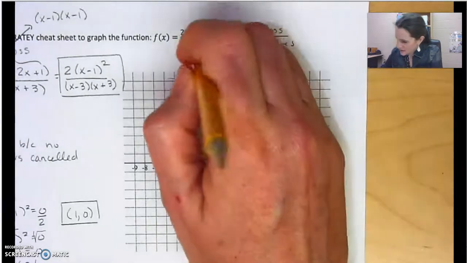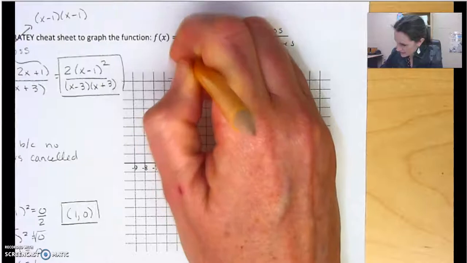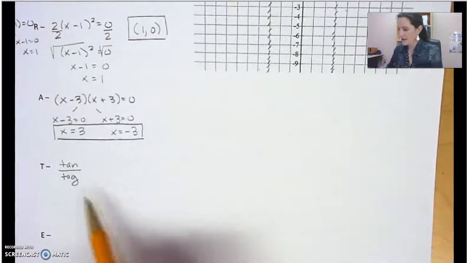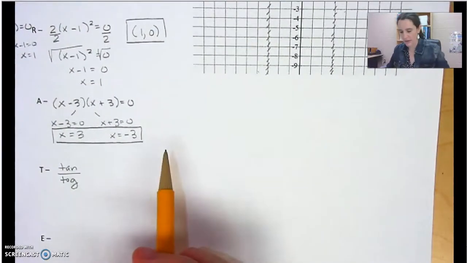So that's apart. So that's what the T step of your SHRATEY cheat sheet is for, to determine that behavior. And in this step, we're really just writing the information down. We're not actually going to graph it just yet because we have to figure out later how it all plays together.